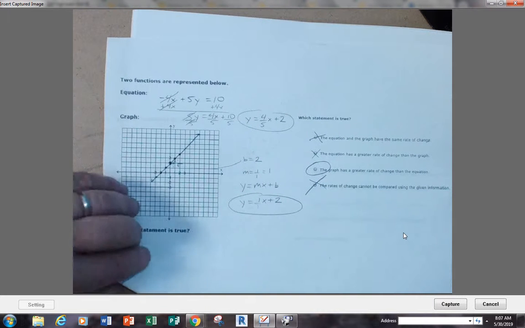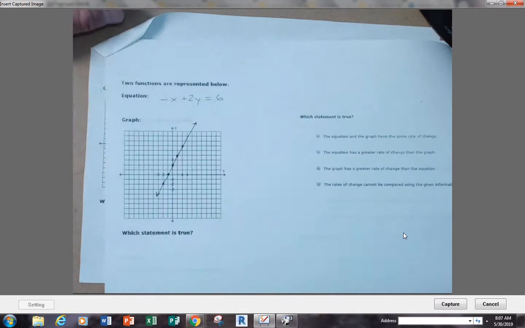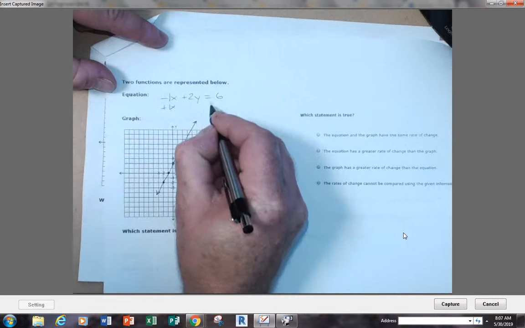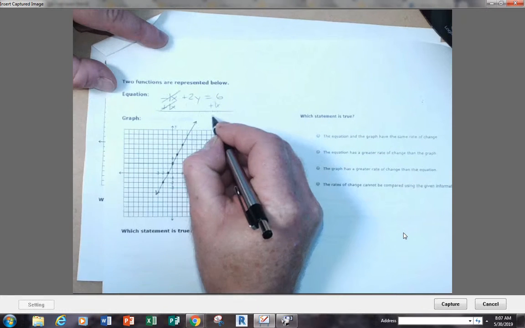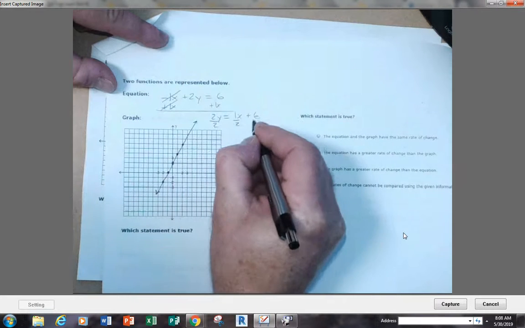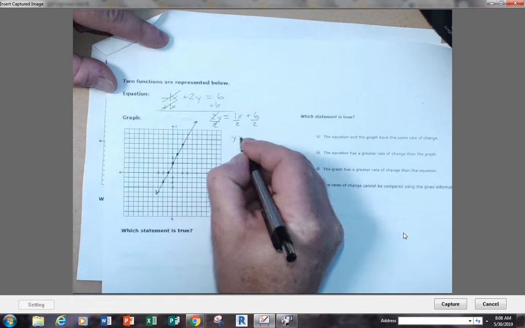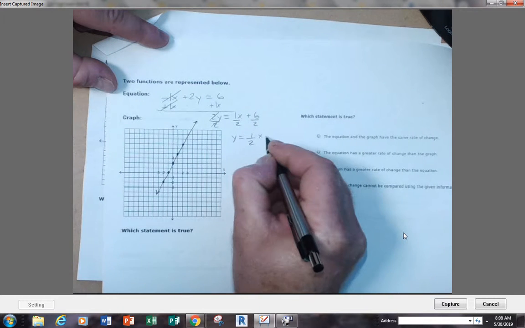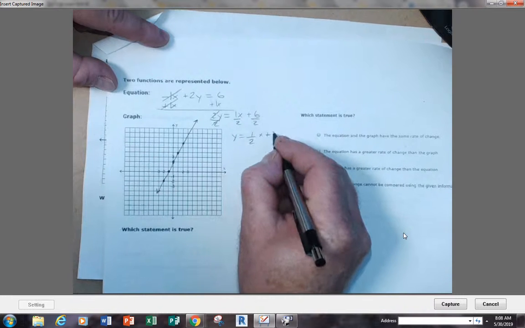Alright, one more in this set, and then I'd like you to do a couple on your own. This one right here, this is a negative 1x. So to solve this one for y, I'm going to add 1x to both sides. Those will cancel away. Bring down this 2y. Do not add 1x and 6. Write it just like this. Divide everything by 2. And that gives me y equals 1/2 x plus, and then this turns into a 3 right there.